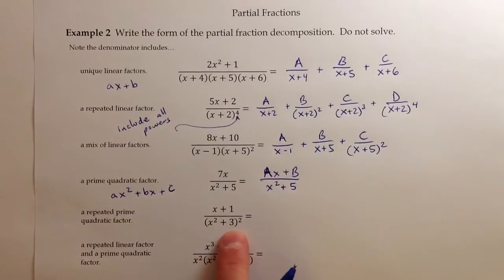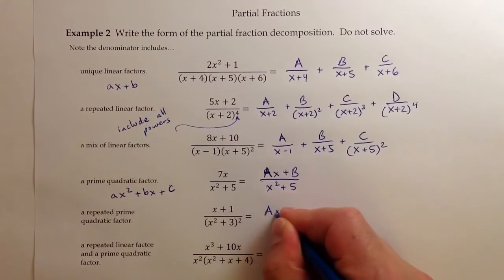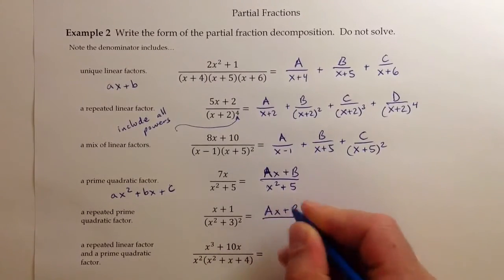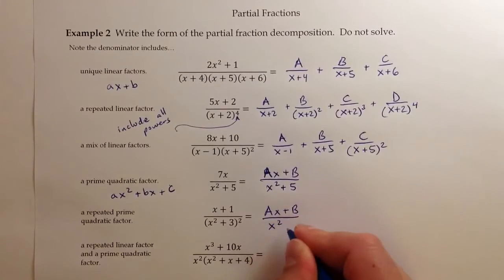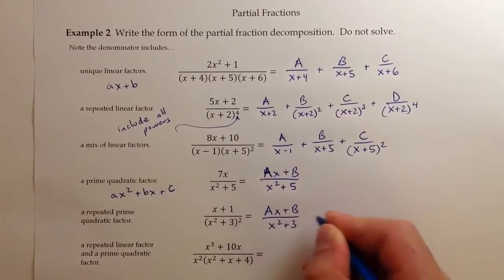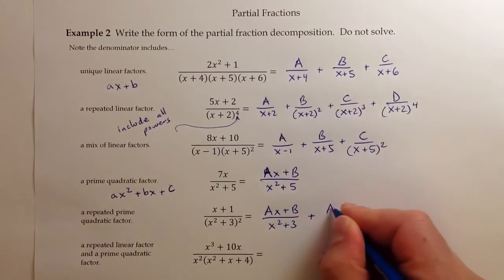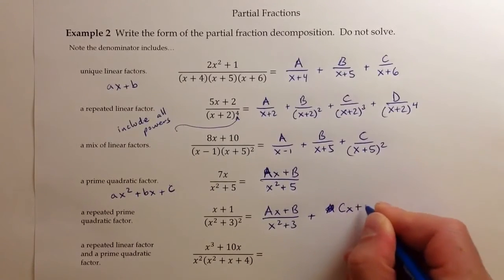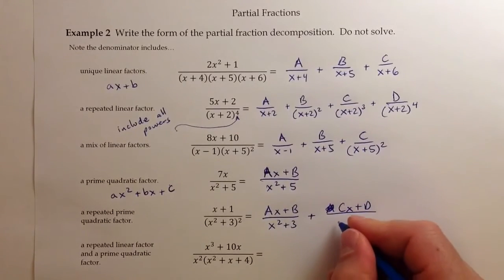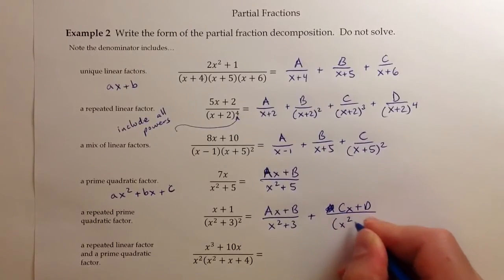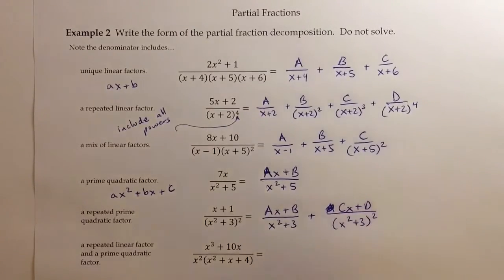If a quadratic factor is repeated, we do something similar to what we did up above. I would get ax + b over x squared + 3, plus cx + d, a different set of constants, over (x squared + 3) squared.